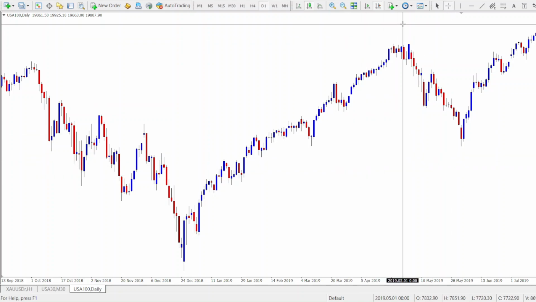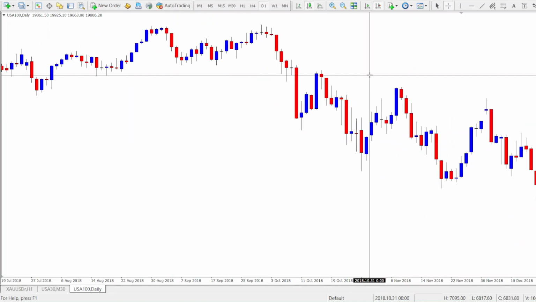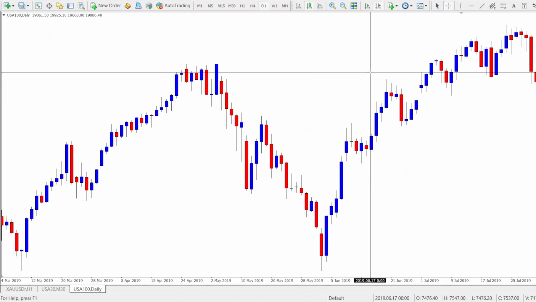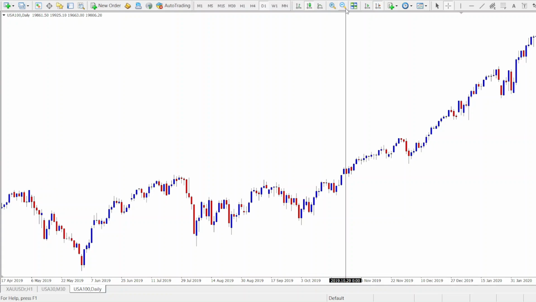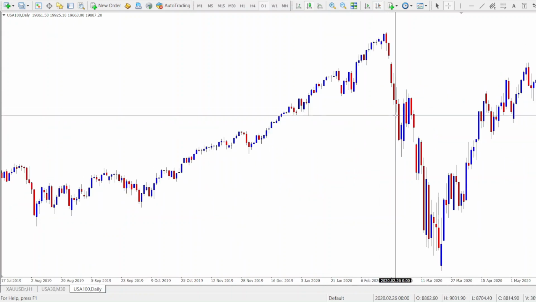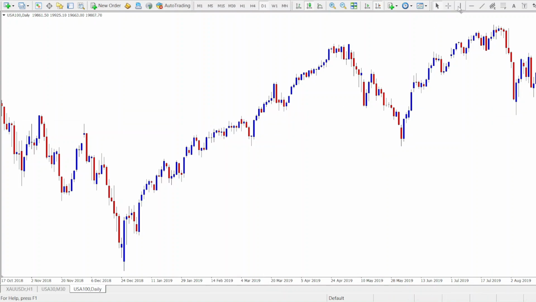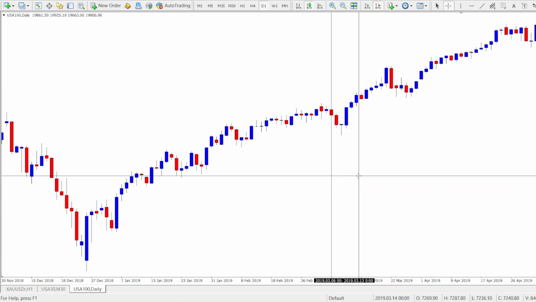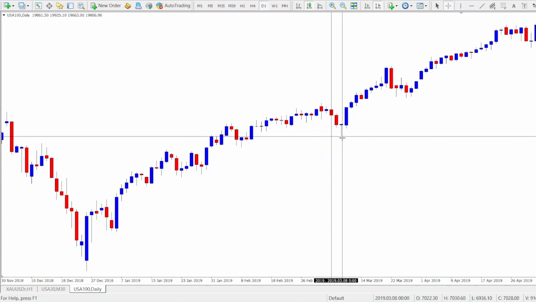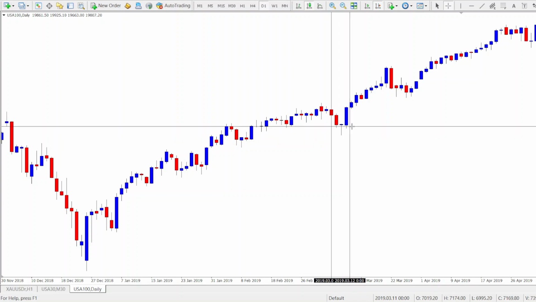For example, I just saw that not long ago. Where is it? Okay, it's here. Right. We can see an example of a dragonfly doji candlestick pattern.